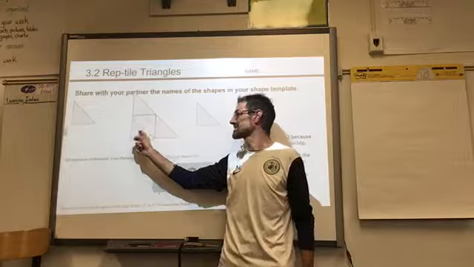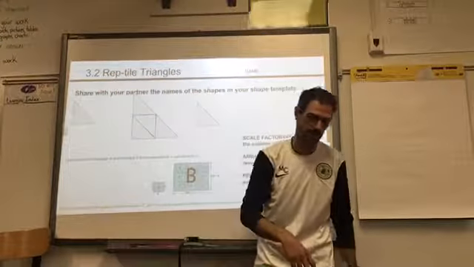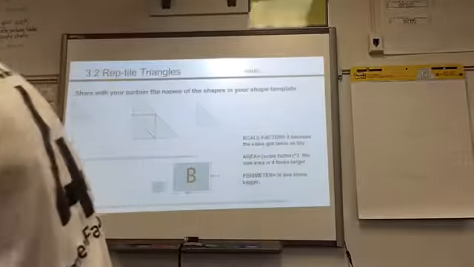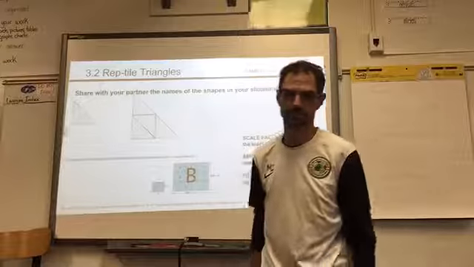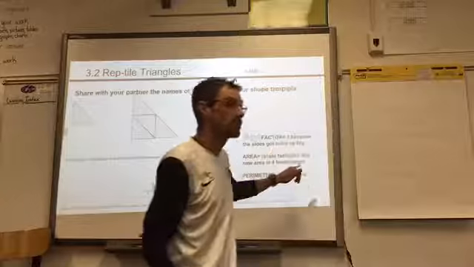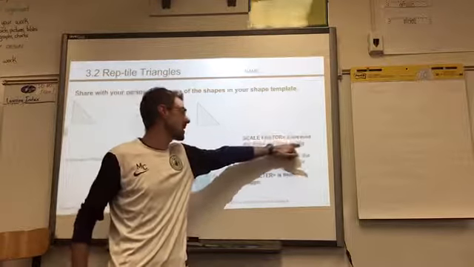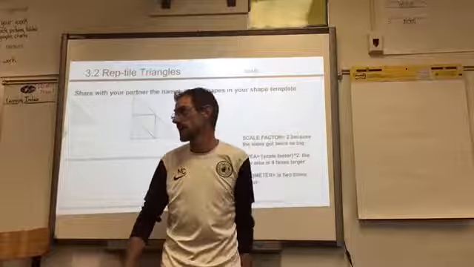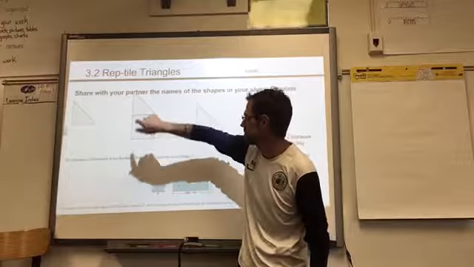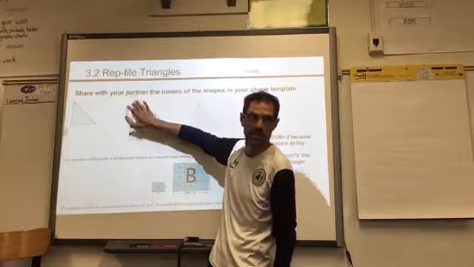Now, talk to your partner. What's the scale factor of this triangle from that triangle? Go, talk to your partner. Okay, 2. Write that down. Scale factor equals 2. Please write this down because the sides got twice as big. It was only 1 length. Now it's 2 lengths. It was only 1 height, and now it's 2 units of height.